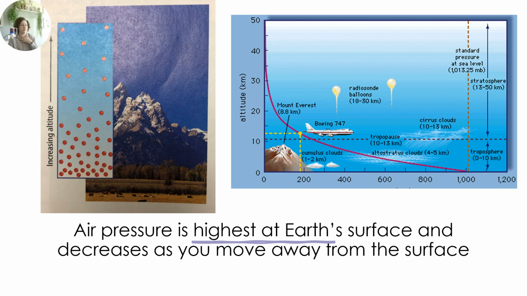It decreases as you move further away from the Earth's surface. We can see in this depiction Mount Everest, which is 8.8 kilometers tall, and we say that the troposphere ends between 10 and 13. We said 14, 15 or whatever, but it decreases up here because you're getting further away from the surface. Your air pressure is significantly lower the higher you are versus at sea level.